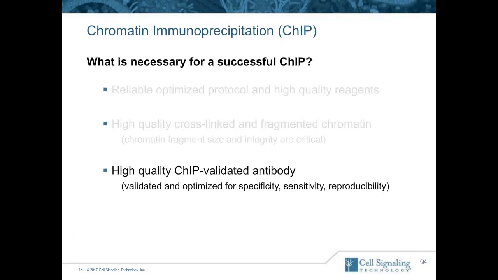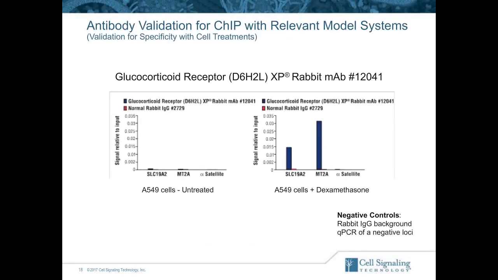Okay, so I want to spend the last part of my talk talking about antibodies. Antibodies are also very important for the ChIP assay. And so for the ChIP assay, our group validates our ChIP antibodies using relevant model systems. And I'll just show an example here on this slide. Here we're looking at validation of the glucocorticoid receptor rabbit monoclonal antibody.